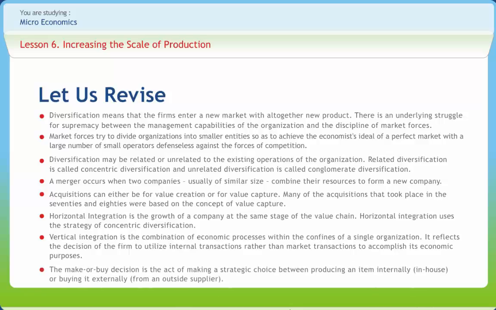The make or buy decision is the act of making a strategic choice between producing an item internally, in-house, or buying it externally from an outside supplier.